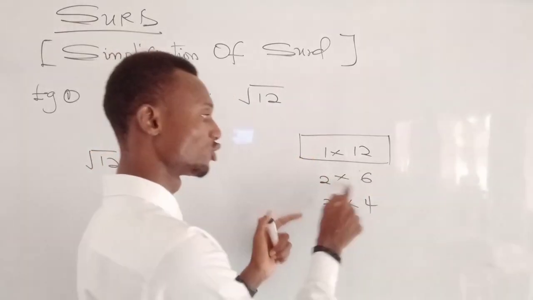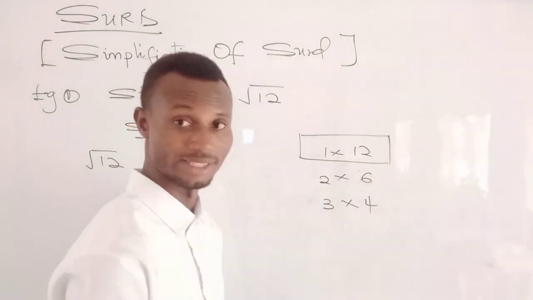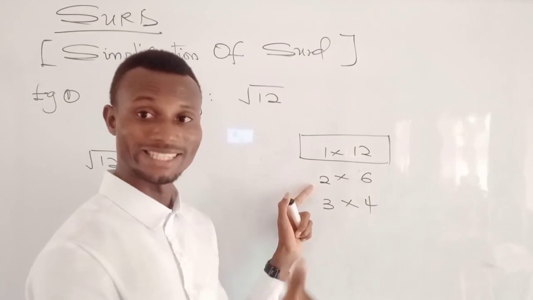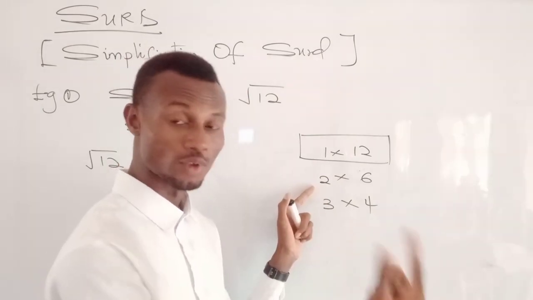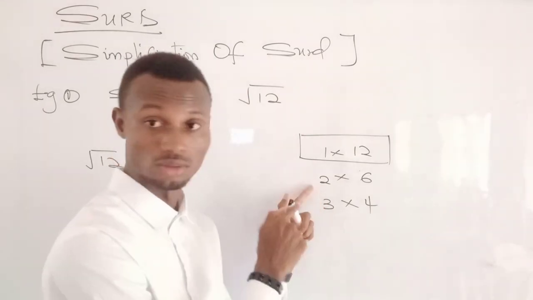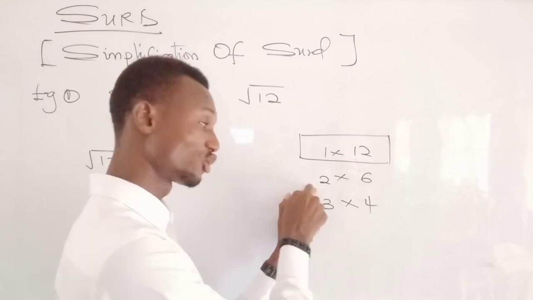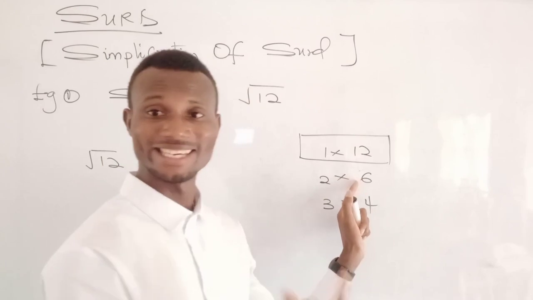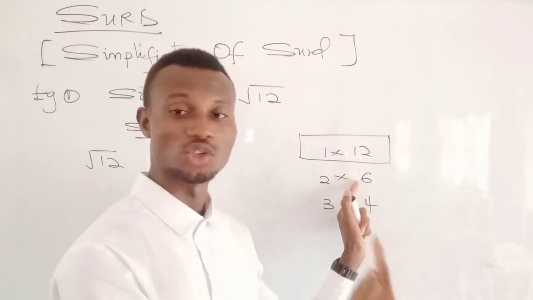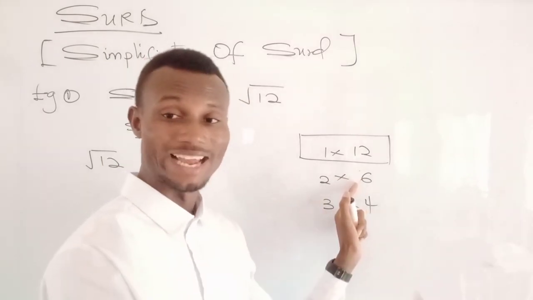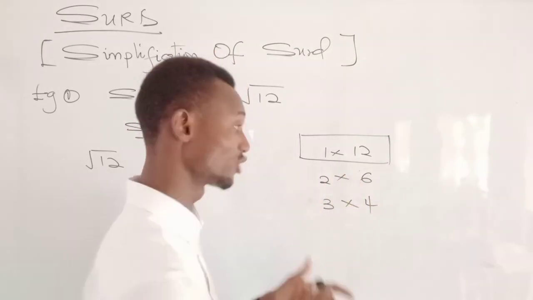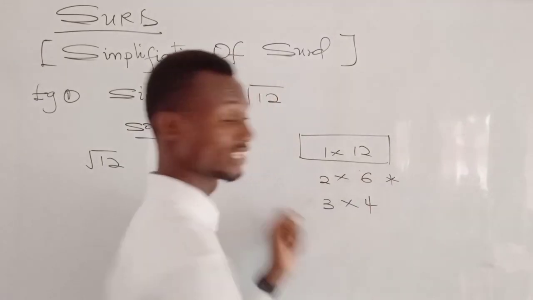Now let's come to the 2 times 6. The 2 is not a perfect square because you will not get the square of any integer that gives you 2. So this 2 is not a perfect square. Now we come to the 6 also. The 6 is not a perfect square because you will not have the square of any integer that gives you 6. So it means we cannot use this one.